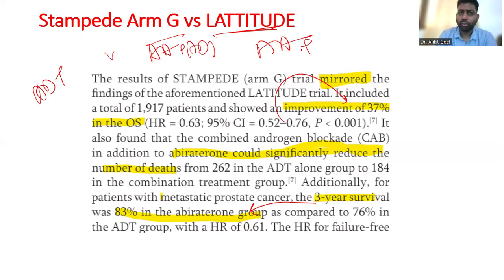So these are all the results of STAMPEDE. If you grossly want to compile them together and compare with CHAARTED and LATTITUDE, you can go through the literature and the individual studies and find out the limitations. There are multiple other things which I have not covered, and it's not technically possible to talk about all three trials in detail. So you can go through them, and I hope this basic summary is useful when you go through the details of the trials. Thank you so much.